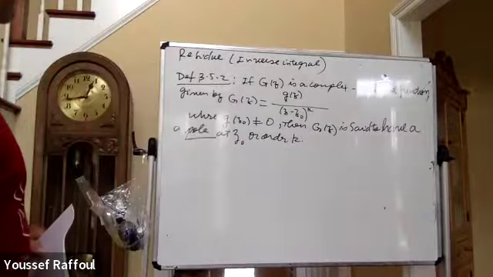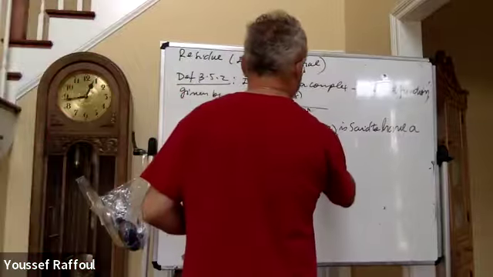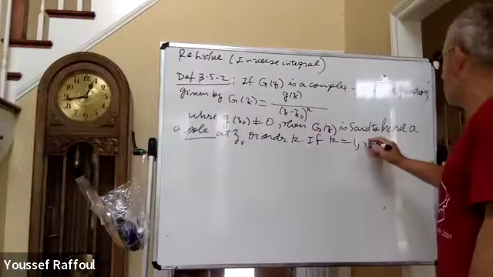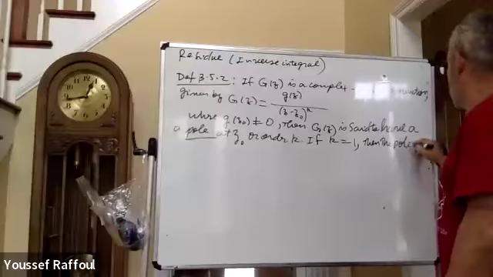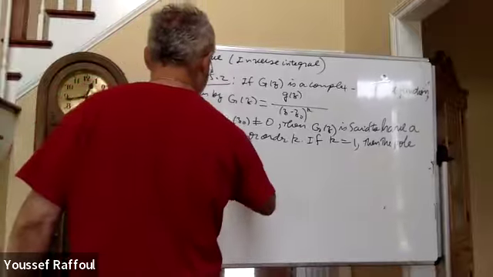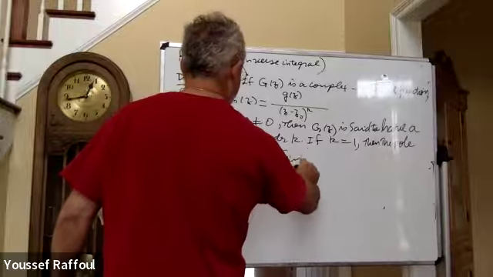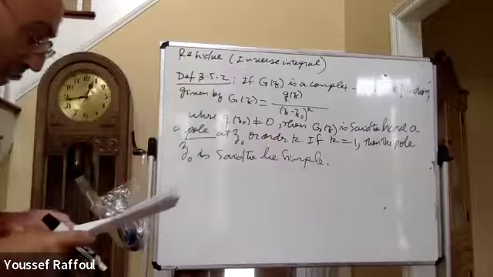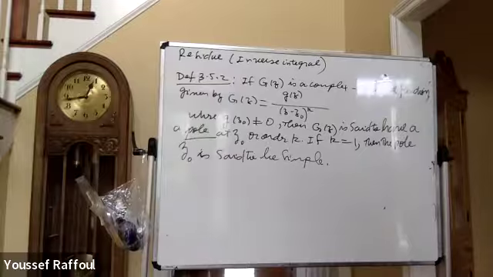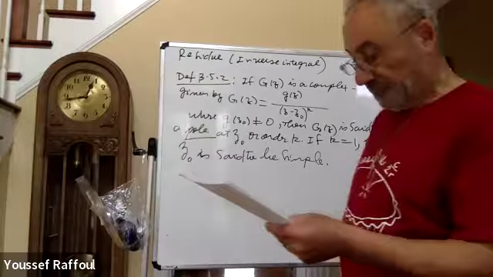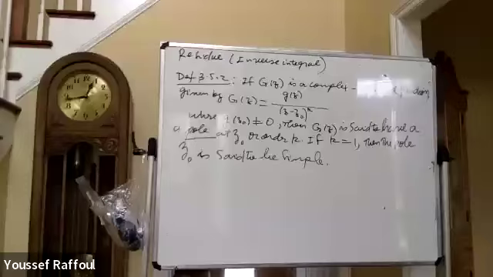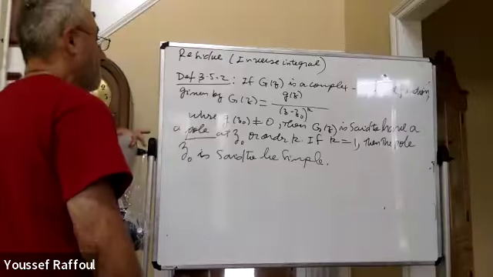So the order of the pole is k. Now, if k is 1, then the pole z naught is said to be simple. Okay? All right? Okay.